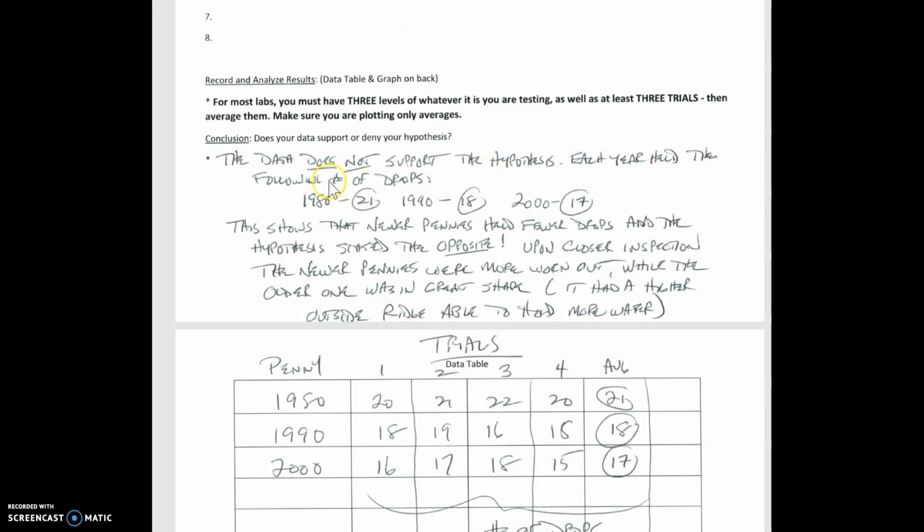Each year held the following number of drops: 1980, 21, 1990, 18, 2017, which meant that as they got newer, they held less. So it says this shows that the newer pennies had fewer drops, and the hypothesis stated the opposite. Upon closer inspection, the newer pennies were more worn out, while the older one was in great shape. It had a higher outside ridge, able to hold more water.